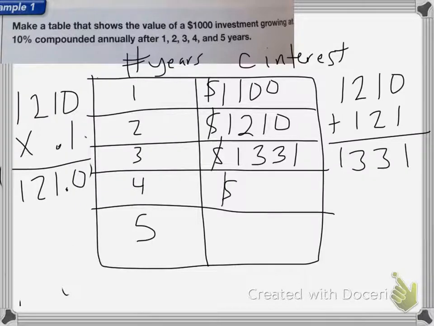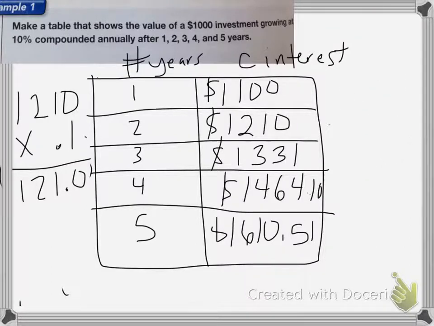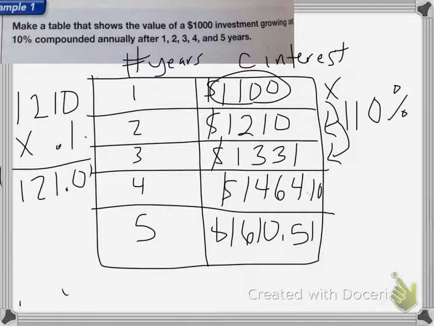Okay, and you repeat that step each time. So for year 4, it would be $1,464.10. And then the fifth year would be $1,610.51. Now notice that each year the amount of money is 110% from the year before. So if I took $1,100 and multiplied that by 110%, I would get $1,210. If I multiplied that by 110%, I would get $1,331. So this can make it much faster to find our total amount.